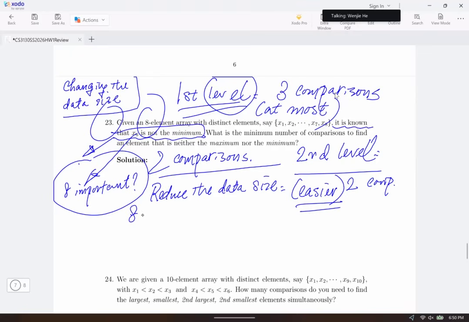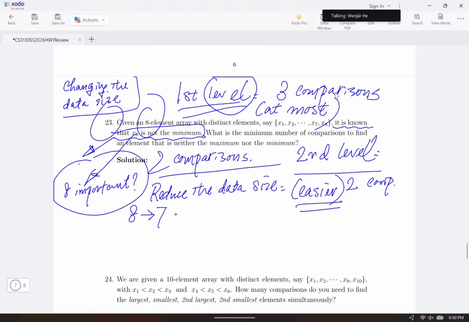Original problem size 8, can we reduce it to 7? A 7-element array, and we want to find one element in this array that is neither the maximum nor the minimum. Basically the same question, right? You can see it's a similar question.